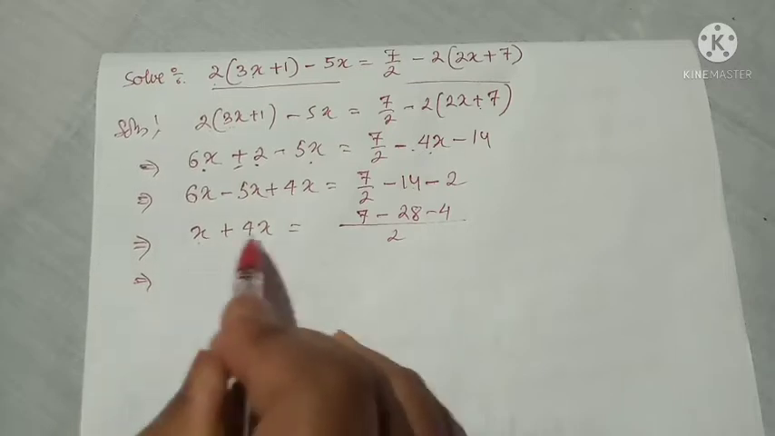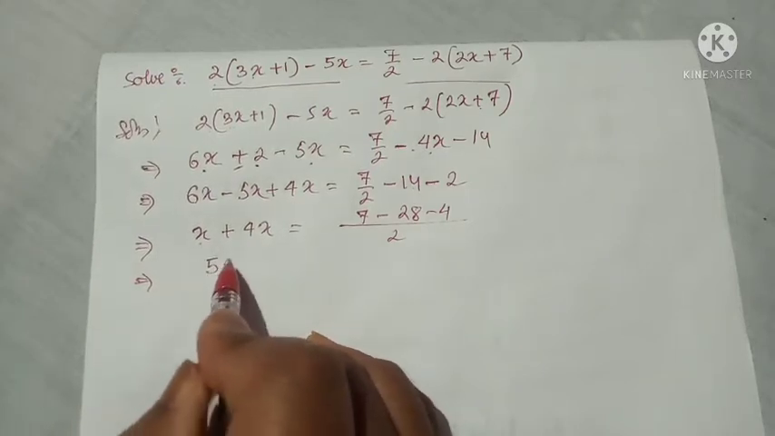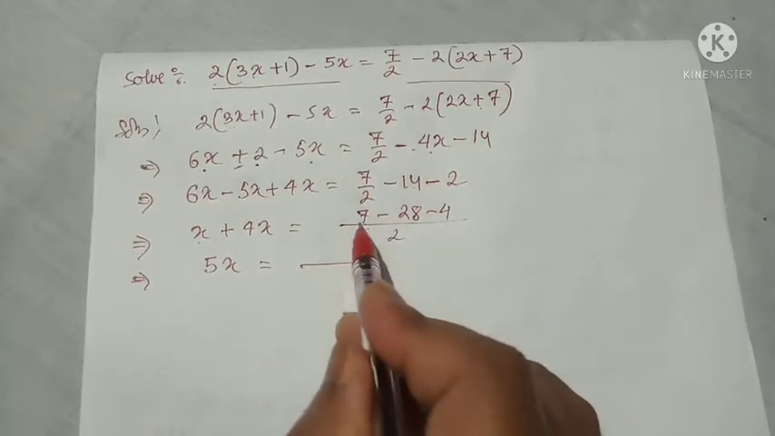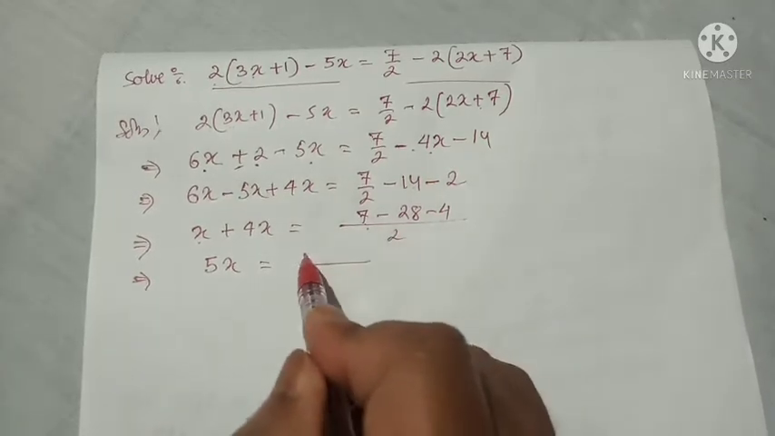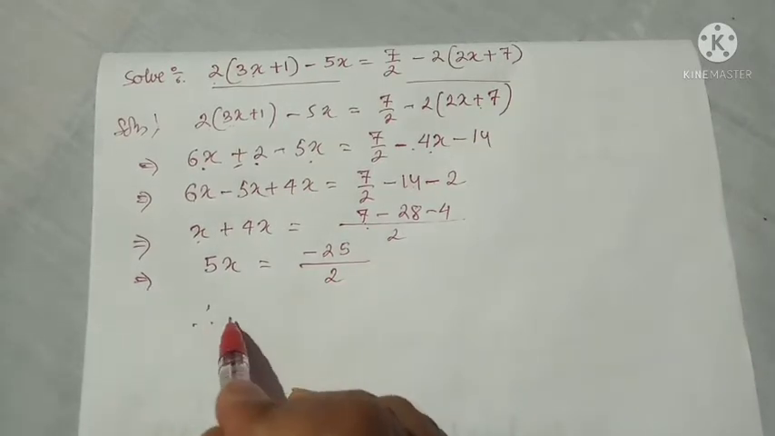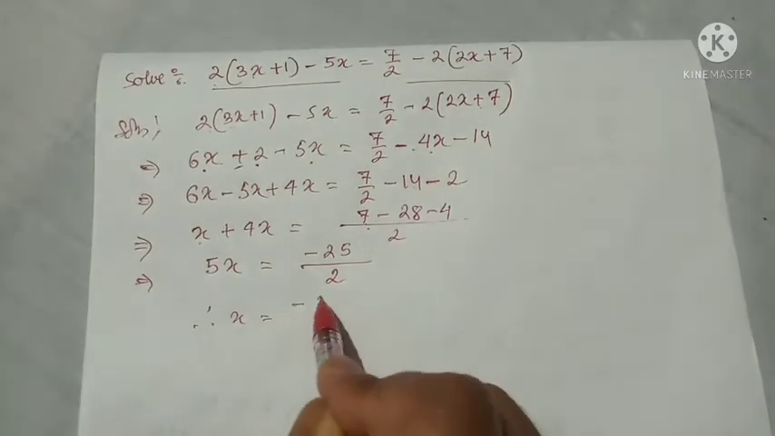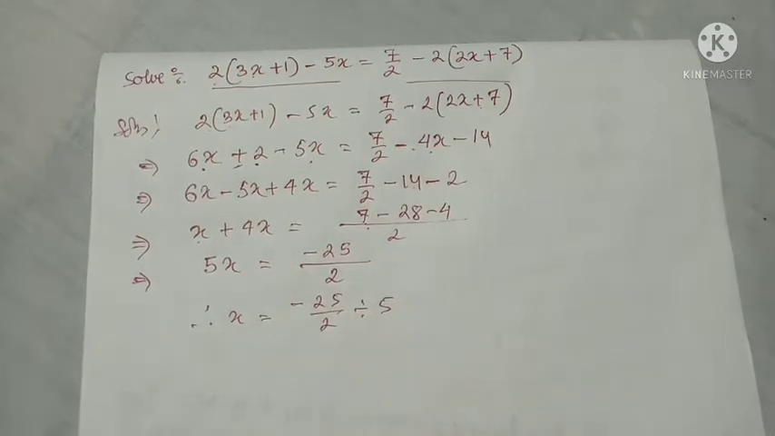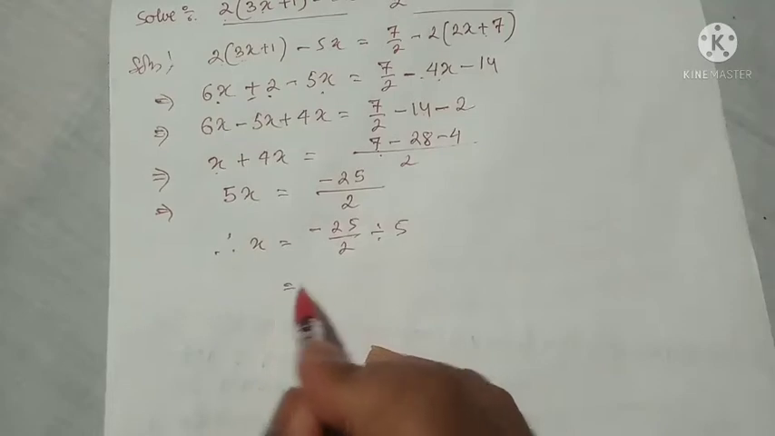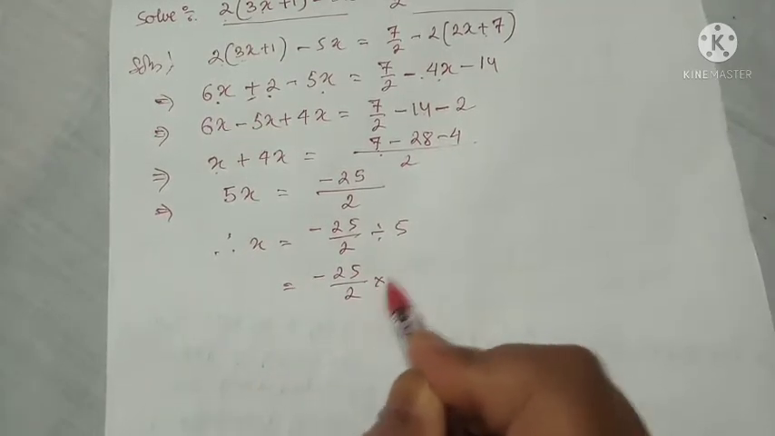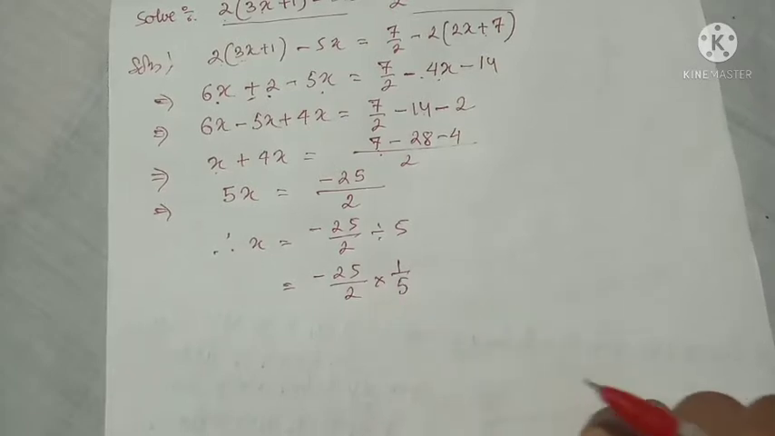Here comes, if you add these two, you will get 5x equal to 20 minus 25 by 2. Therefore, the value of x equals minus 25 divided by 5. Then minus 25 by 2 into, if you take the reciprocal, you will get like this.